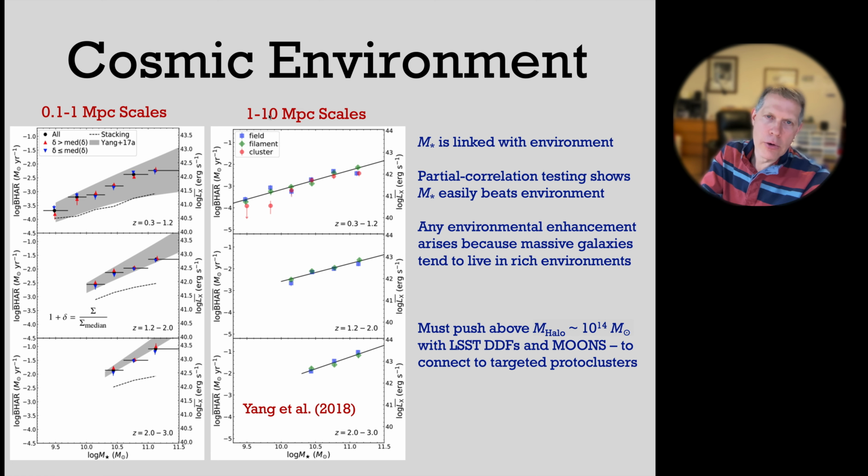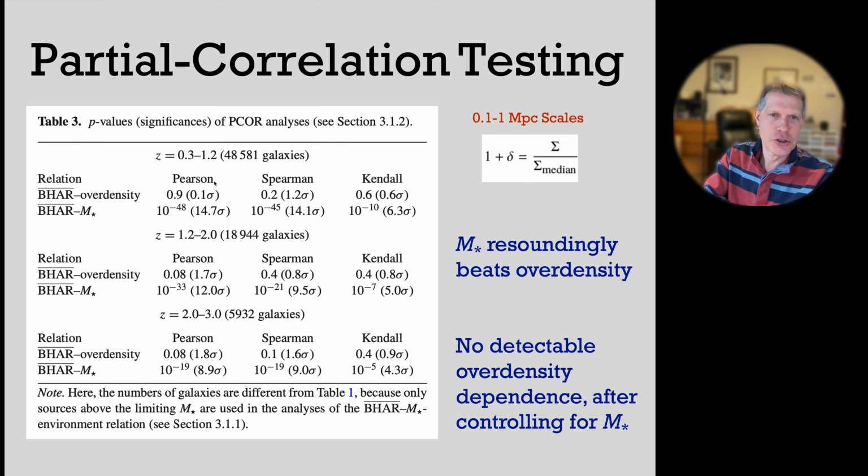That is also found on larger physical scales, where here we separate systems into field, filament, and cluster systems, and you can see there's not much separation as a function of environment. So our partial correlation analyses, and here is a plot that actually shows the detailed partial correlation analyses, indicate that, for example, stellar mass resoundingly beats overdensity in terms of what drives supermassive black hole growth.